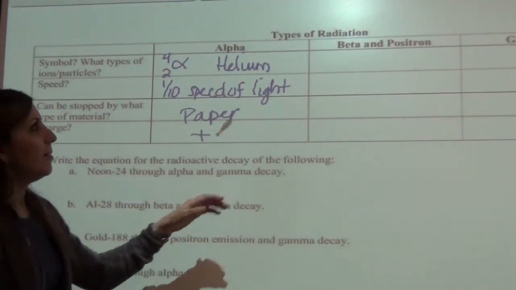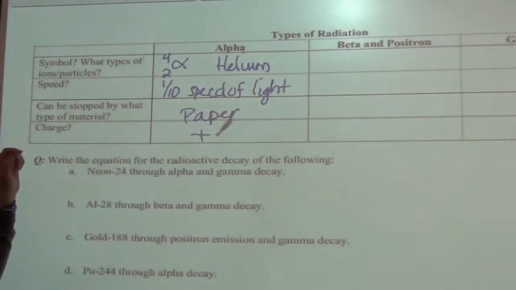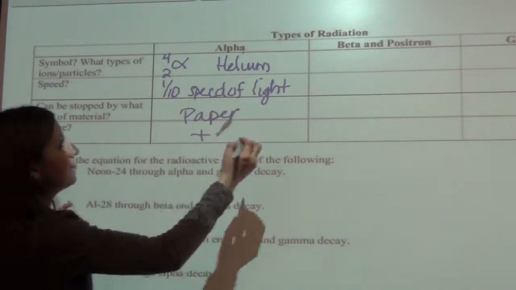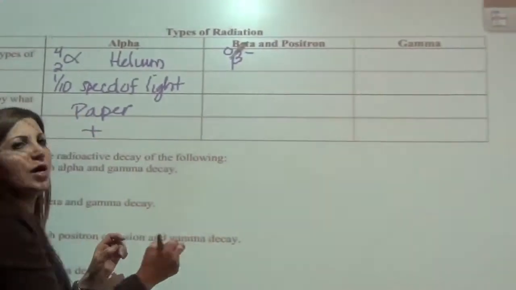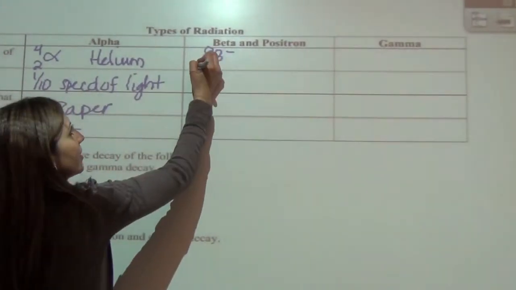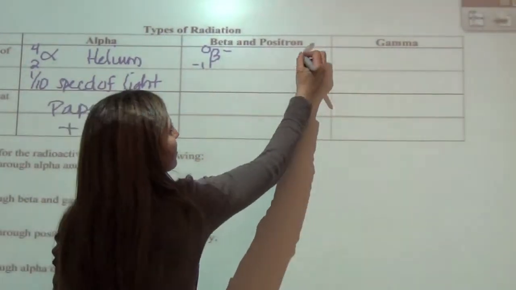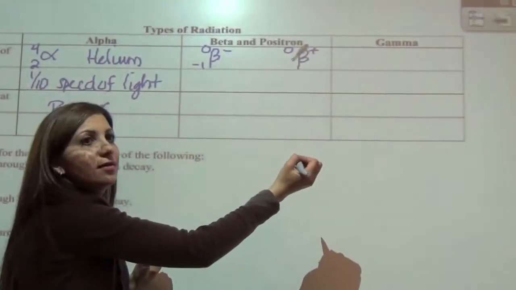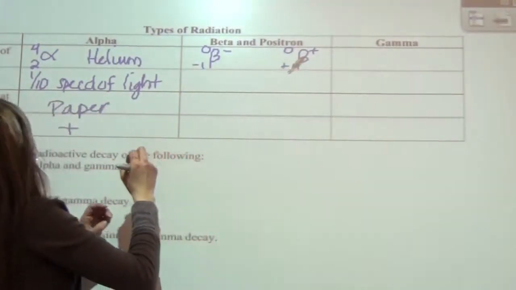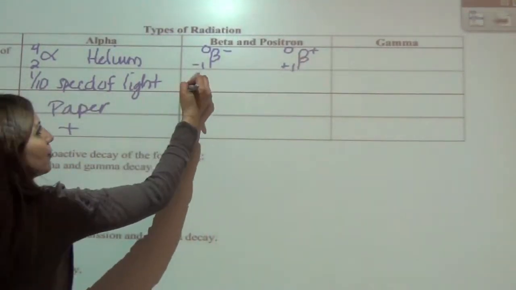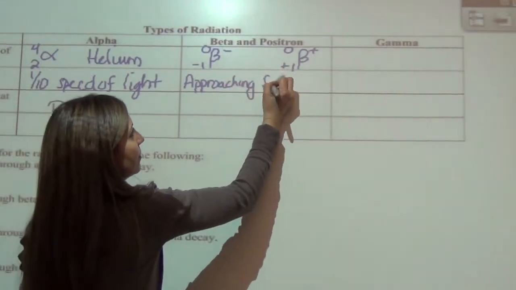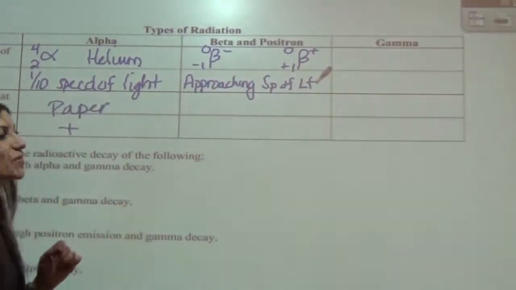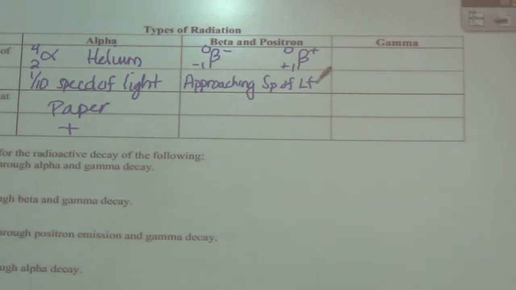Okay. Beta and then positron. We'll do beta on the left and positron on the right. The symbol for beta is B with a minus if you want. And so it's a 0, and then what's the charge of it on the bottom? -1. Positron, we said, is a beta plus 0 plus 1. Good. Okay, the speed of this is approaching the speed of light. It can be stopped by what? Wood. Perfect.